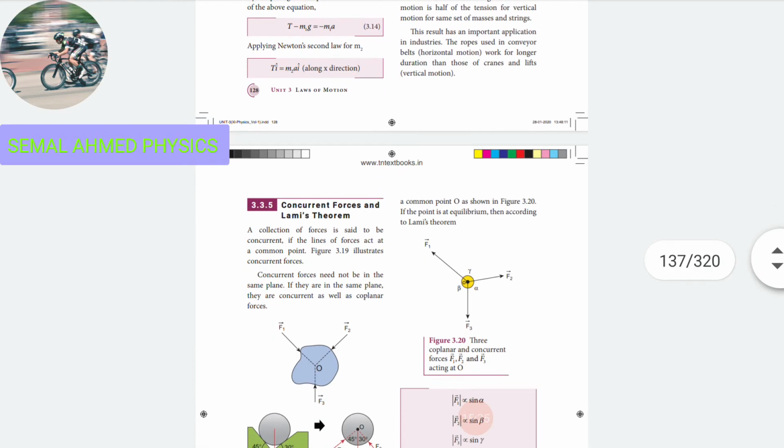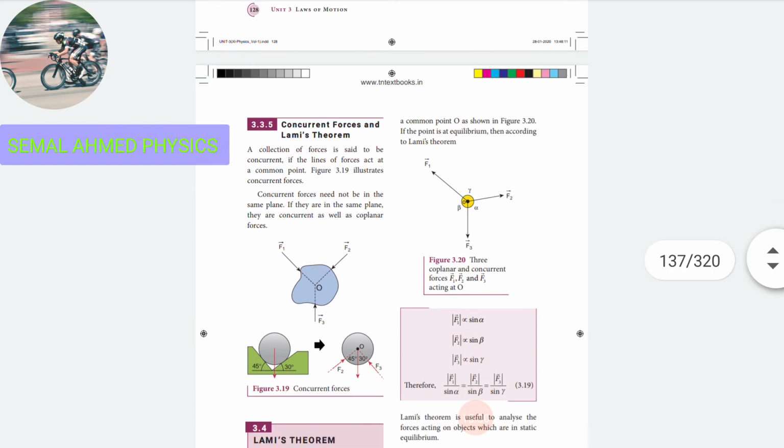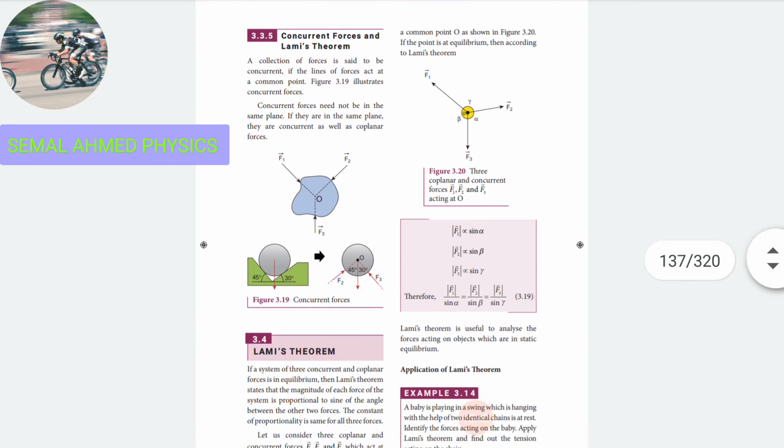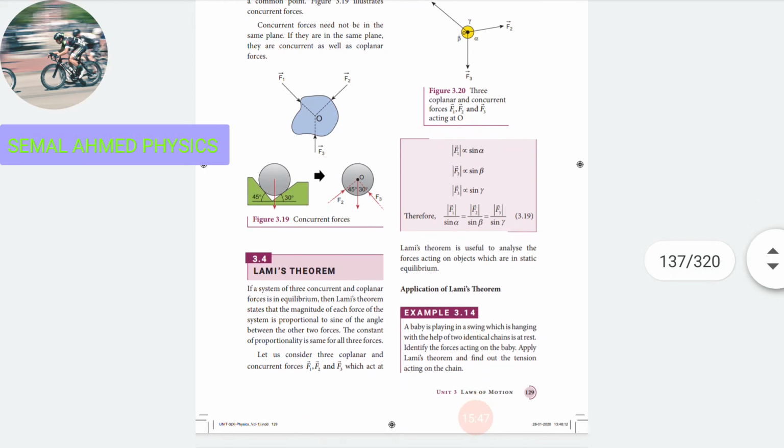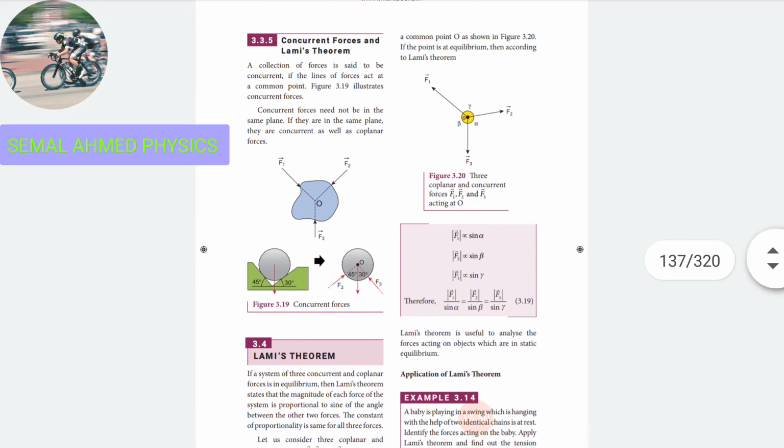Next question: concurrent force and Lami's theorem. This is very simple. Concurrent means a collection of forces is said to be concurrent. You can look at the diagram. The collection of three forces is there, F1, F2, F3. This collection of forces is called concurrent forces. For understanding Lami's theorem, we have to understand concurrent forces. If a system of three concurrent and coplanar forces is in equilibrium, coplanar means the forces are acting on a plane surface, that is called coplanar force.